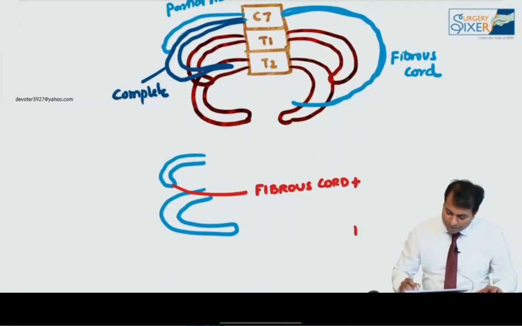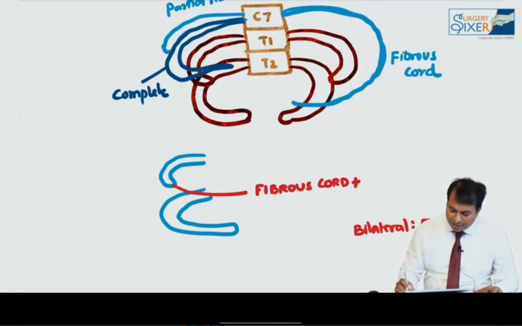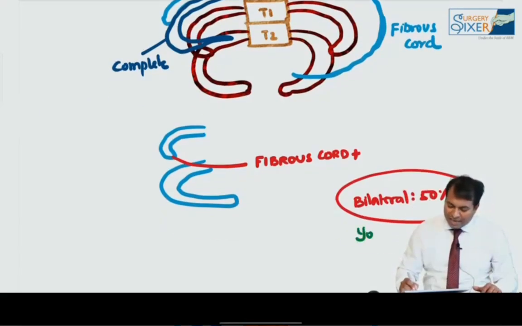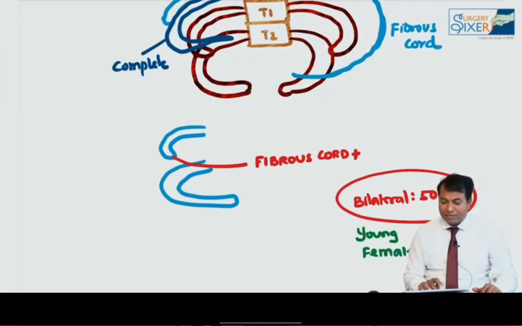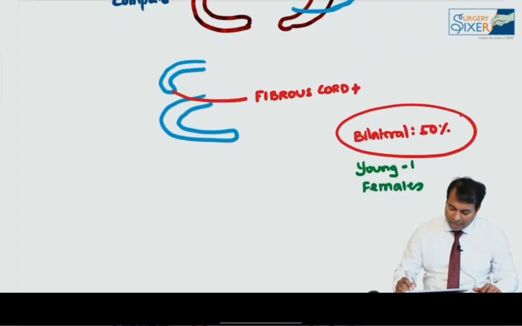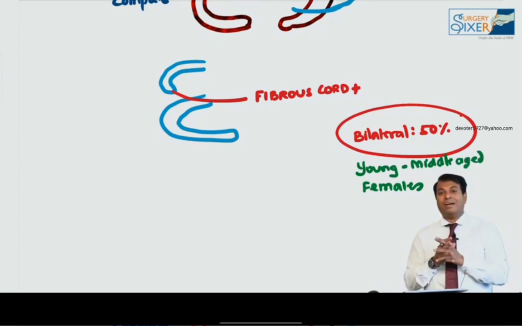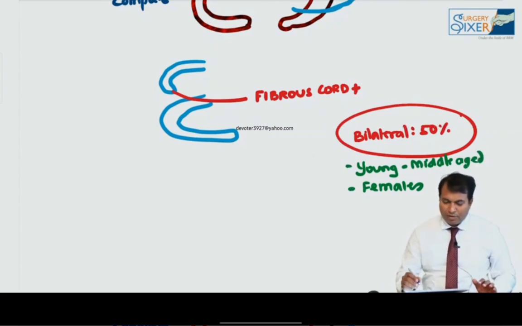Please remember, cervical rib is bilateral in 50% cases, and it presents most commonly in young females. More than 70% are females. It is common in young to middle age, around 20 to 40 years, when they come to hospital. It is bilateral in 50% cases.